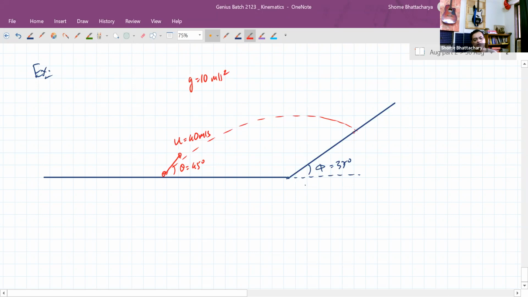Now this goes and hits somewhere here, because this distance from here to here is given to us as 120 meters. So if it hits at a point like this at some time capital T, we have to calculate this distance. How much is this distance? The distance of the point of impact on the inclined plane from the corner point, that is, the starting point of the inclined plane. This distance we have to calculate, and we have to calculate the time of impact.